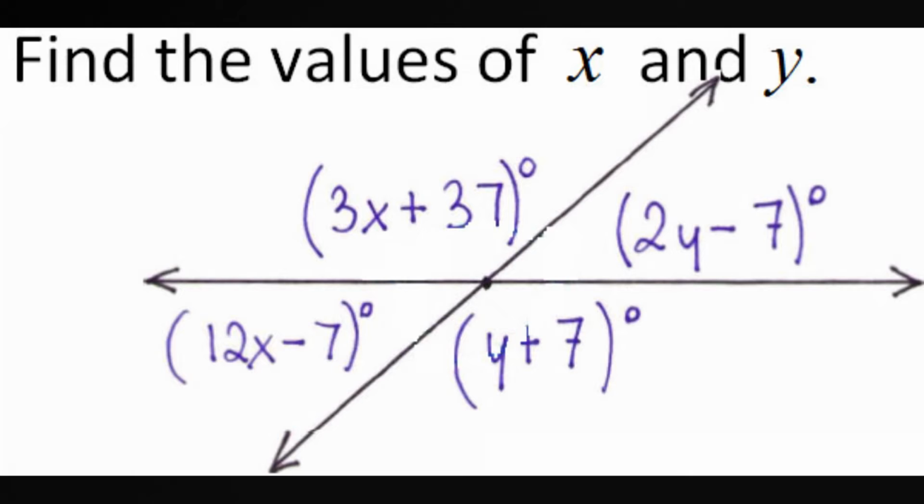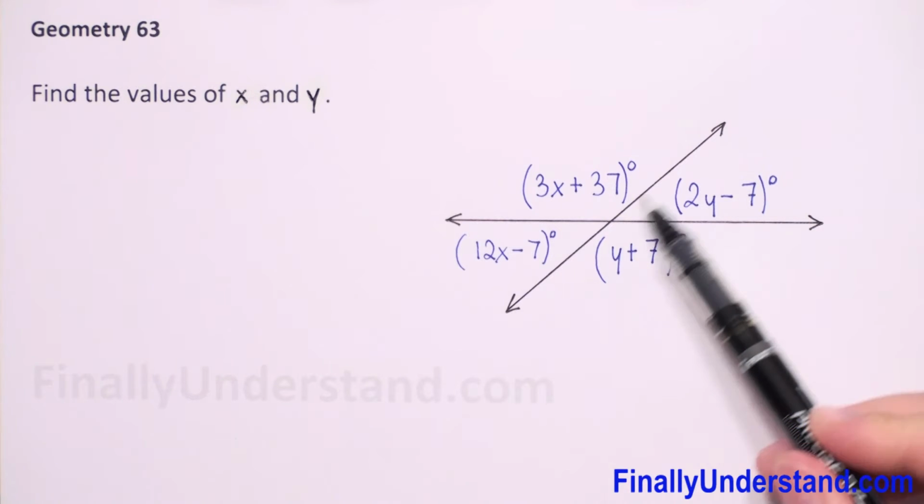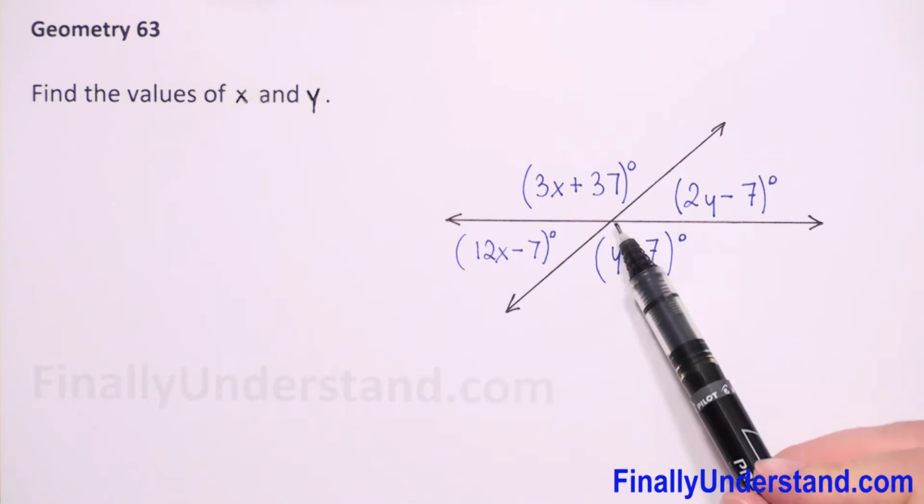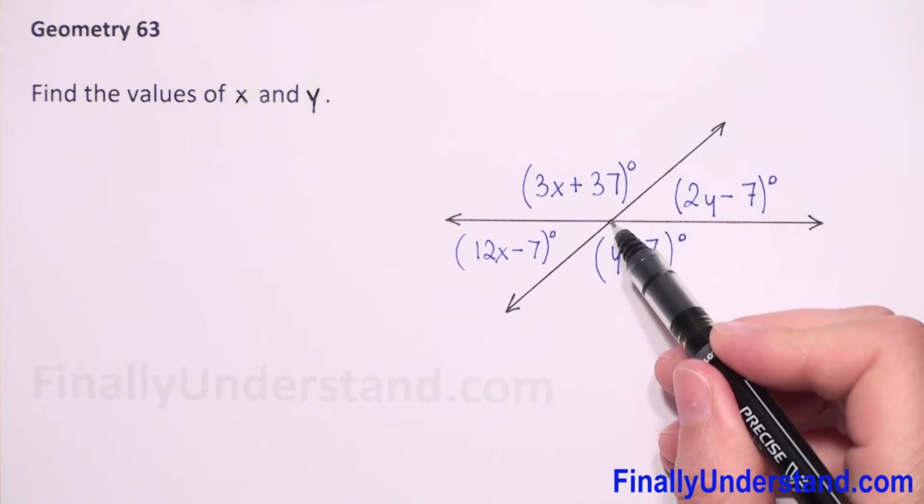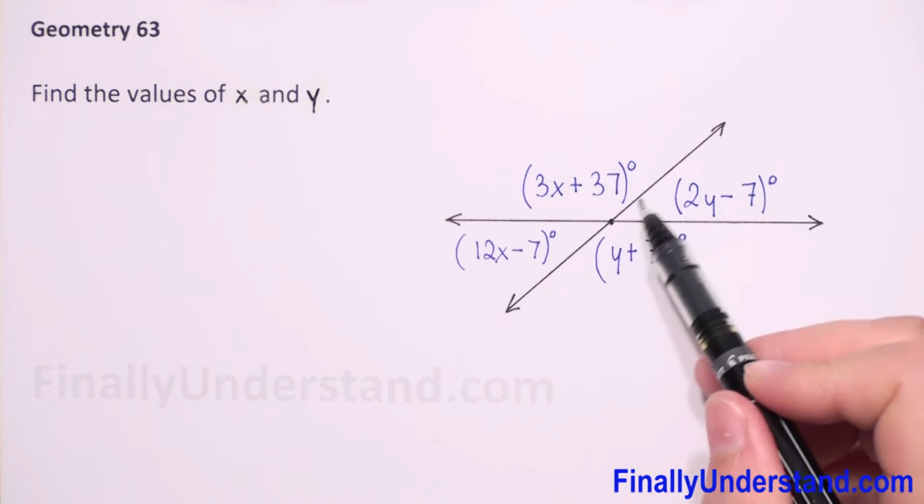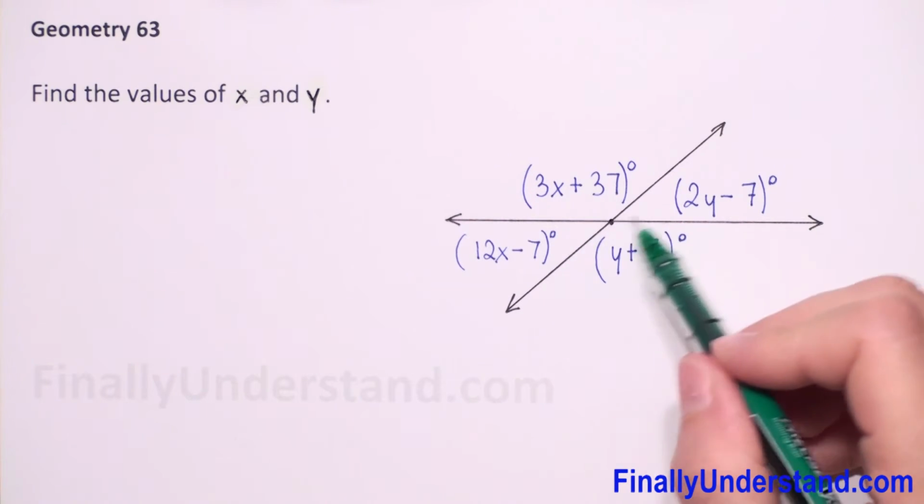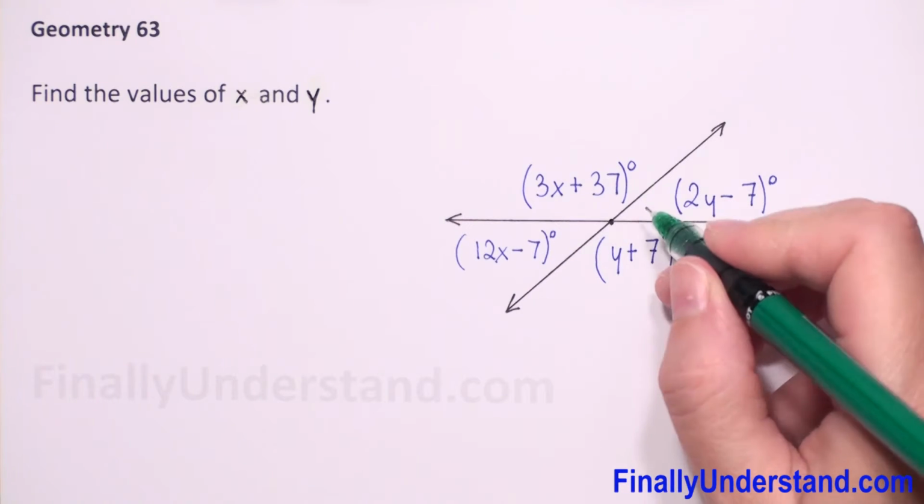We have to find values of x and y. We have a given diagram. On this diagram we have two lines which cross in one point. We know that when two lines cross in one point, the angles which are across are the same.